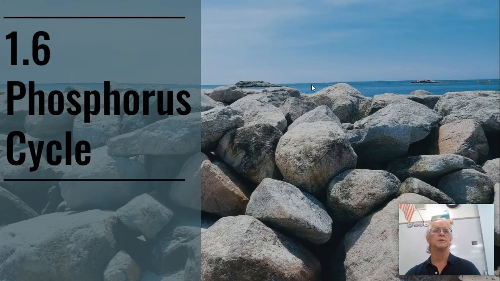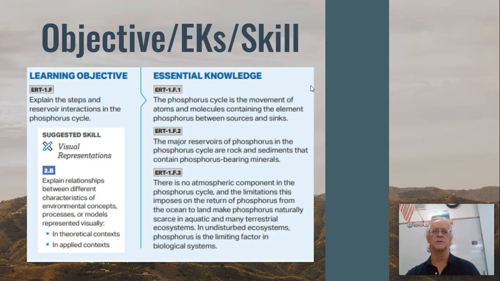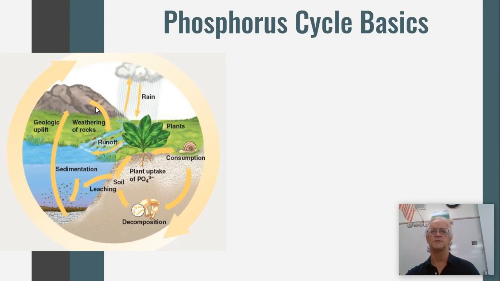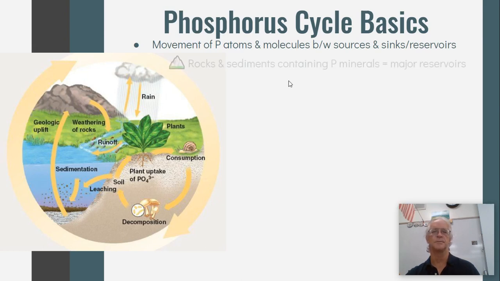We're going to be covering Unit 1.6 on the phosphorus cycle. Here we're going to be explaining the steps and reservoir interactions in the phosphorus cycle. Phosphorus cycle basics: this is the movement of phosphorus atoms and molecules between sources, sinks, and reservoirs.